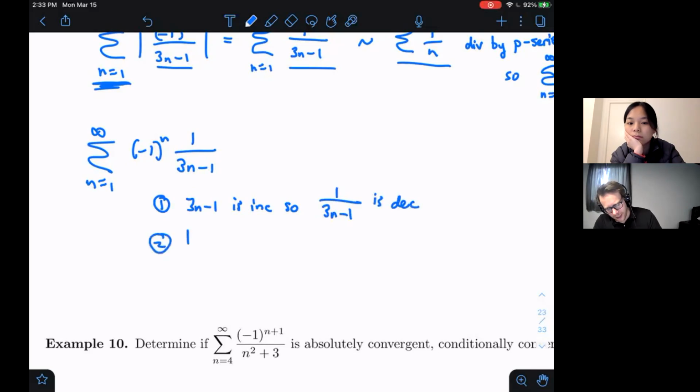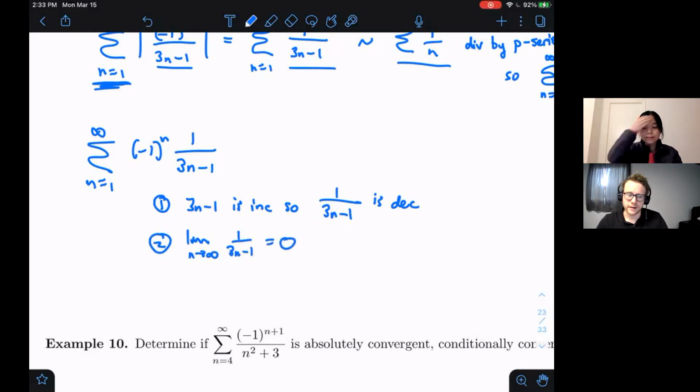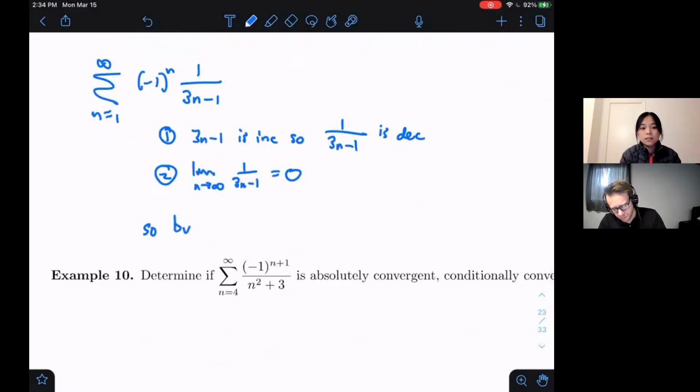The second bit is that we need to look at the limit of our b sub n's, 1 over 3n minus 1, and we should verify that this ends up being 0. This one's fairly straightforward. As you plug in a very large infinity, you get 1 divided by something very, very large. This is going to 0. So by the alternating series test, we know that our original series here converges.